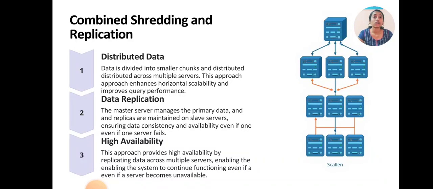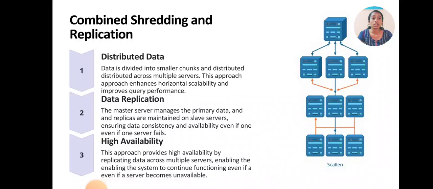The next architecture is combined sharding and replication. In this, distributed data, data replication, and high availability are there. Distributed data. The data is divided into smaller chunks and distributed across multiple servers. This approach enhances horizontal scalability and improves query performance.